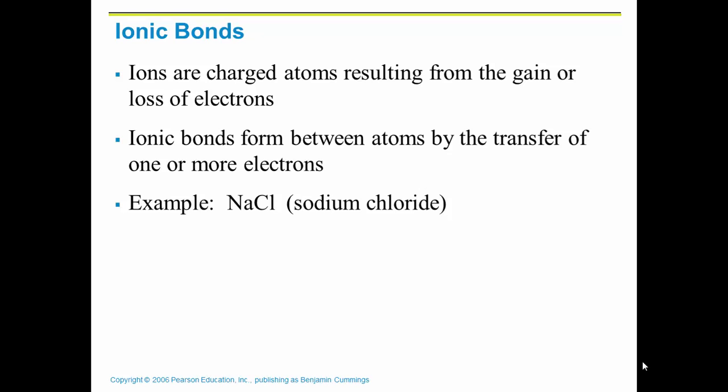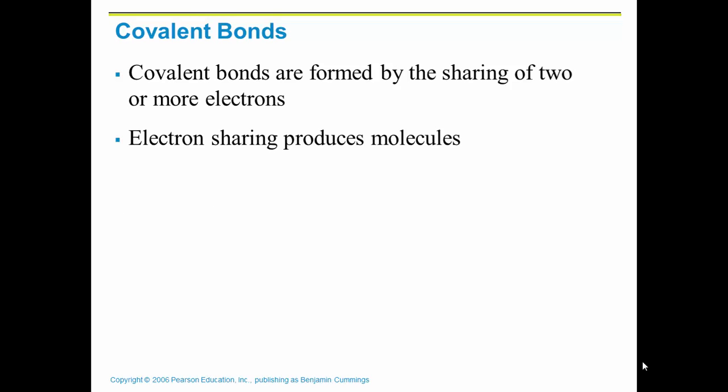Review from basic chemistry. Ionic bonds. Ionic bonds are formed between atoms that are going to transfer their electrons to make some sort of compound. And covalent bonds are those that share their electrons and make molecules or compounds.